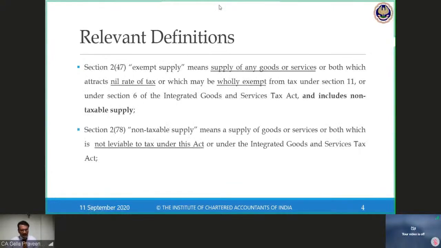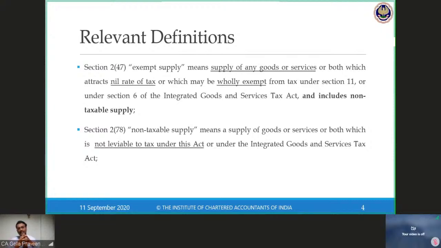Next. Now this term exempt supply, though we have covered it in our previous session, I would like to revisit once more, for the reason that there is utmost importance when we read this particular definition. First and foremost, if I read the definition, it says exempt supply means supply of any goods or services or both which attracts nil rate of tax, or wholly exempt from tax under section 11 or under section 6, and includes non-taxable supply.